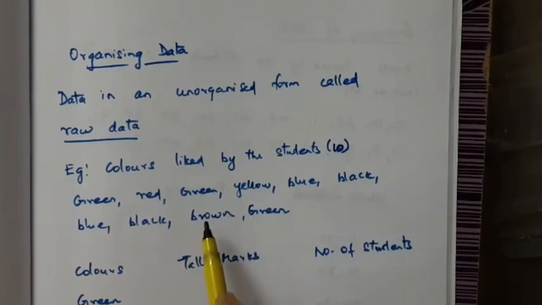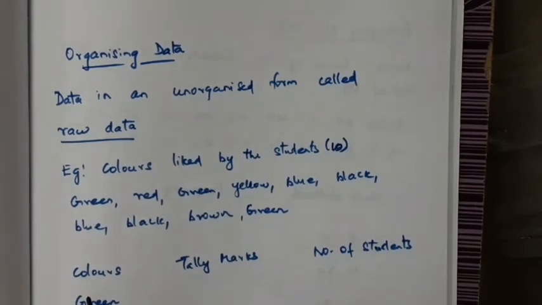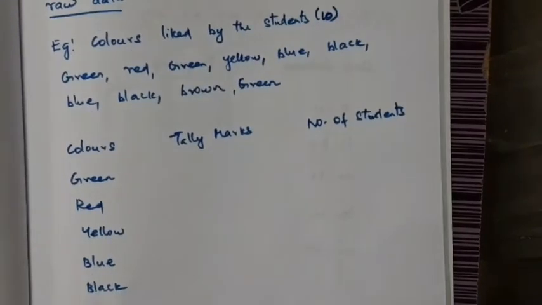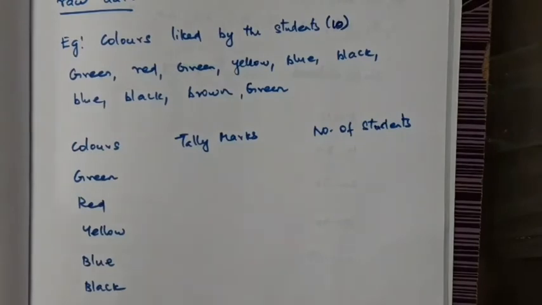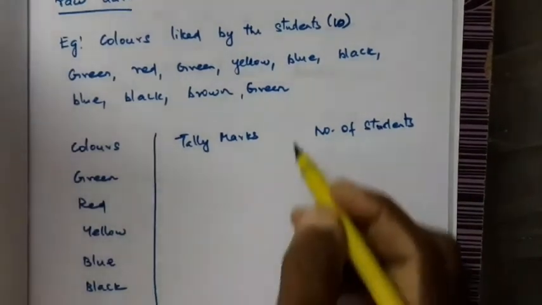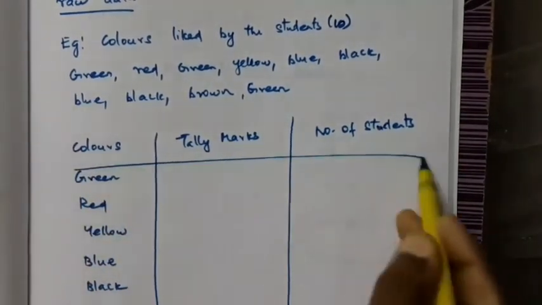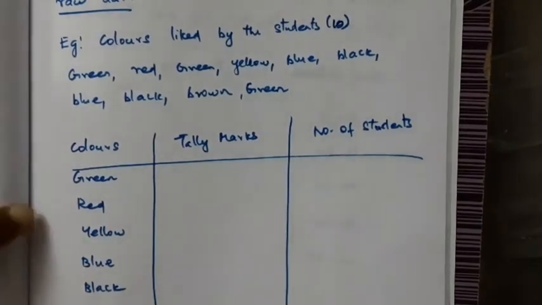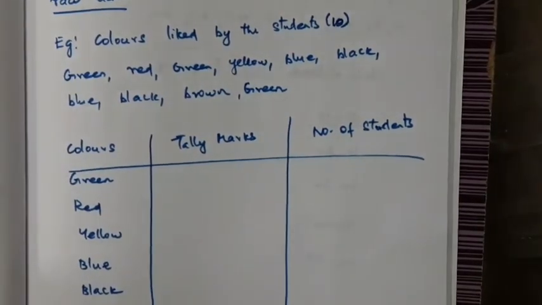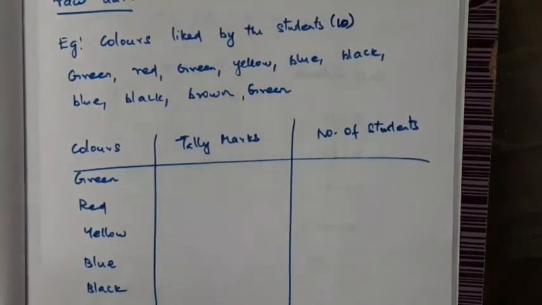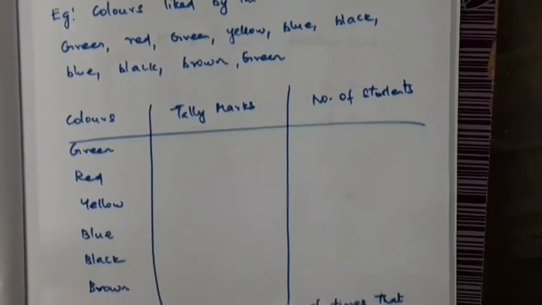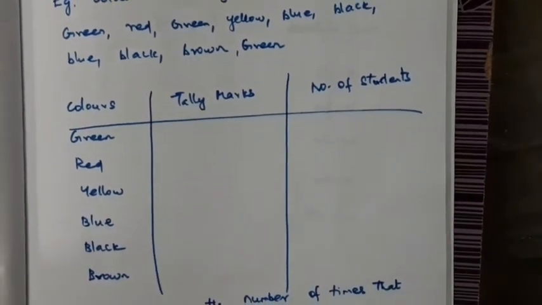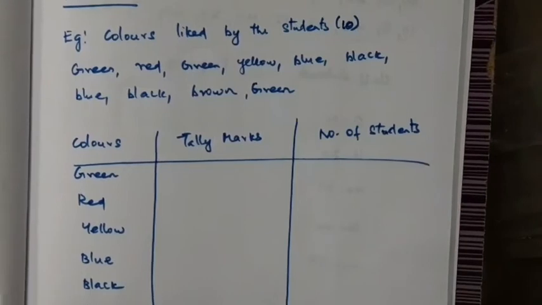How do we convert it into an organized form? We have to do it like this. Here are the columns: colors, tally marks and number of students. Now I am going to fill this table. In the column of colors, I will write all the colors given by the students: green, red, yellow, blue, black, brown. You have to enter each only once. Now I have to fill in the tally marks.